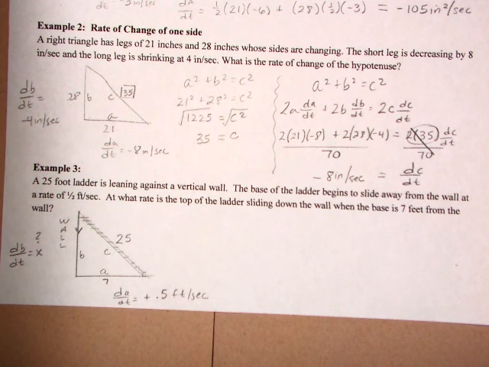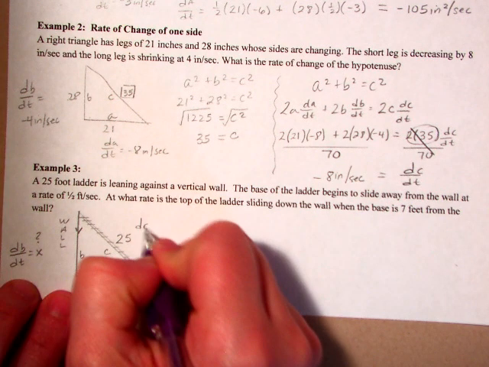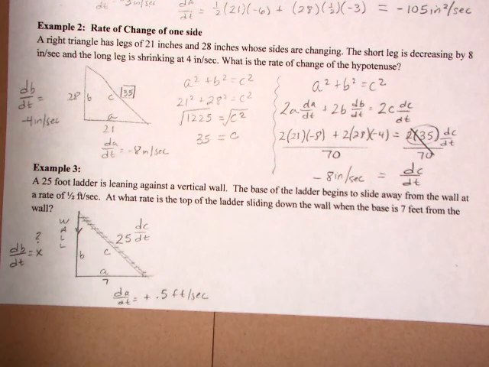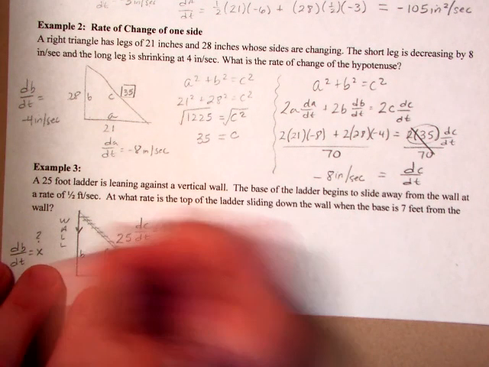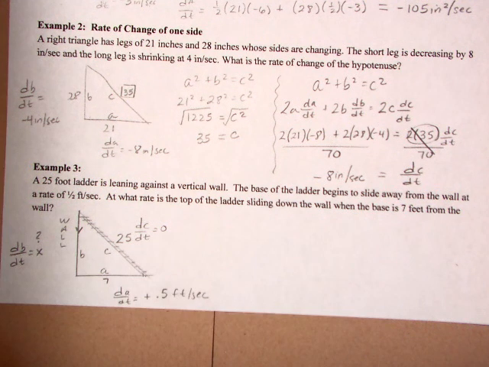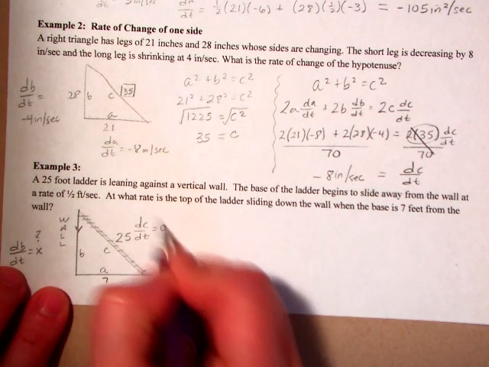Here's what's interesting compared to the previous problems. What about dc dt? Isn't dc dt equal to 0? Does the ladder change its length as it slides down, or does it stay the same? If the ladder stays the same, that's like saying it's a constant. The derivative of a constant, or rate of change, is equal to 0. Therefore, we can say this.